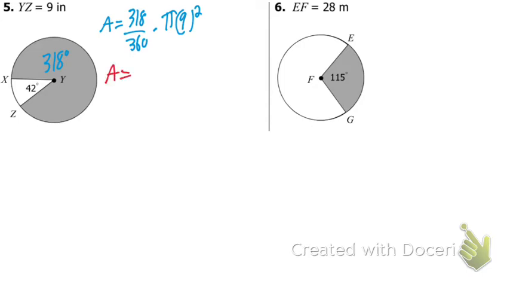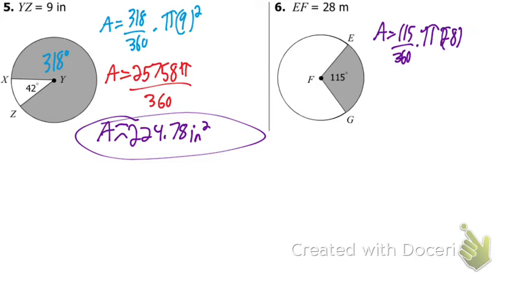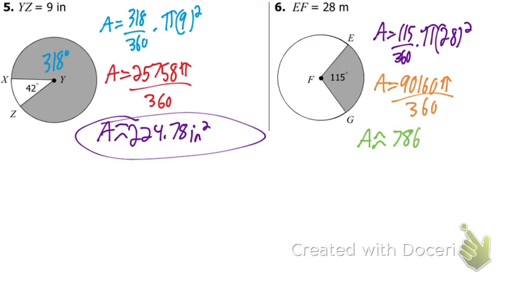Multiply everything together. Area is 25,758 pi divided by 360, which gives us our approximate of 224.78 square inches. Here, back to a normal one. Area is 115 divided by 360 times pi 28 squared. Multiply together, area is 90,160 pi divided by 360. And approximate now, and you get 786.79 square meters.